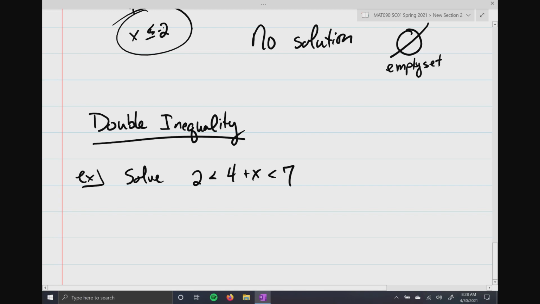Hi, buddy. So when we go ahead and look at this problem, I'm going to read it from left to right because I always read inequalities from left to right no matter what. I read this as 2 less than 4 plus x less than 7. Okay? And somebody help me out with finishing this statement.